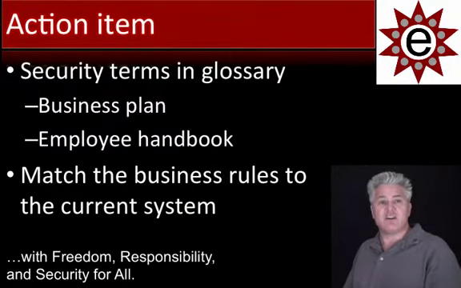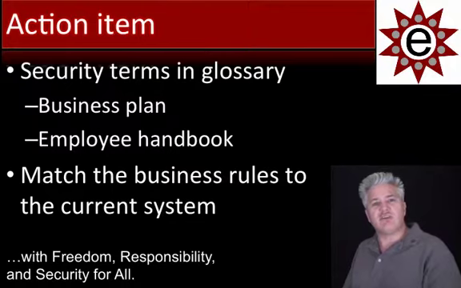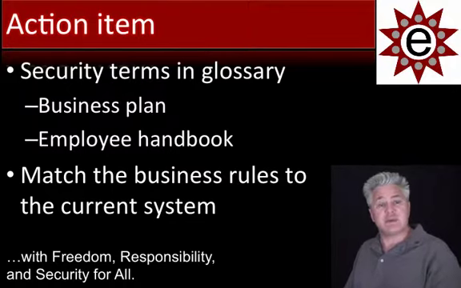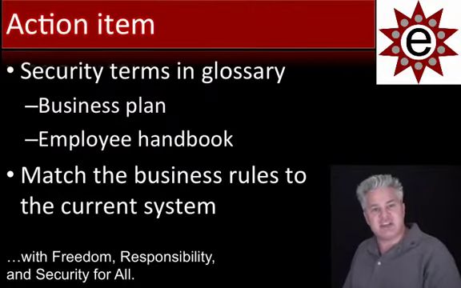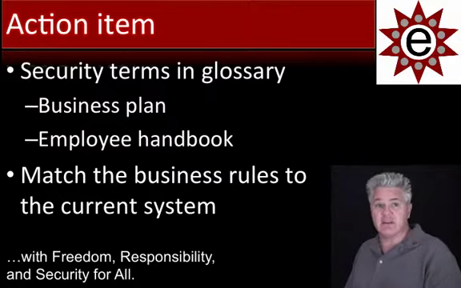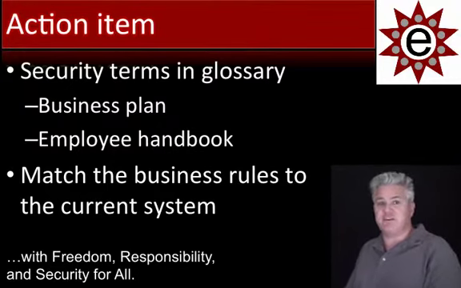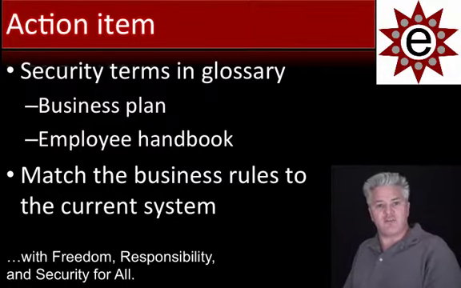Our action items are to create security terms in the glossary of either the business plan or the employee handbook so people know what we mean by confidentiality, integrity, and availability. Finally, we should go in and match the business rules to the current systems. If you've got a robust organization of 50 or 100,000 people, see if those business rules that you have are actually matching.